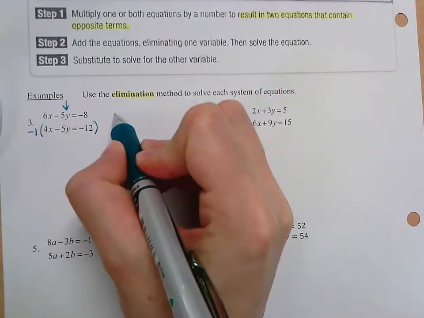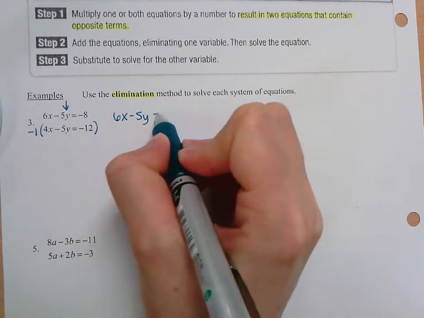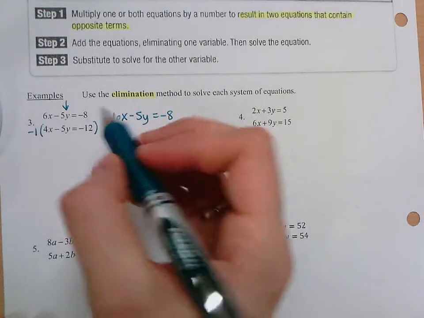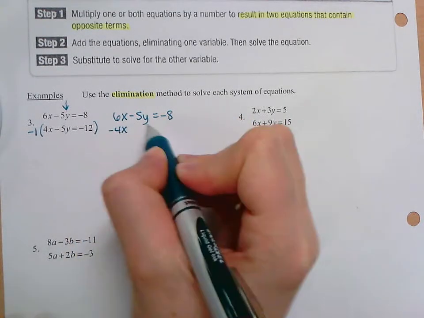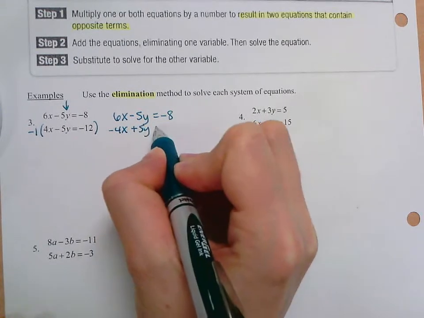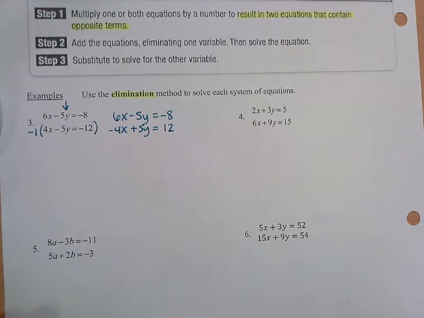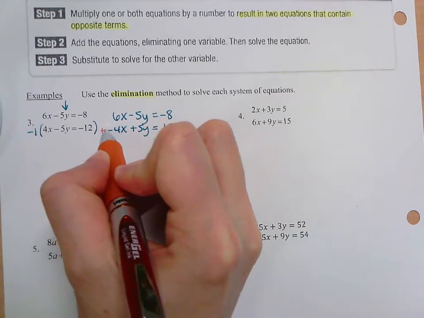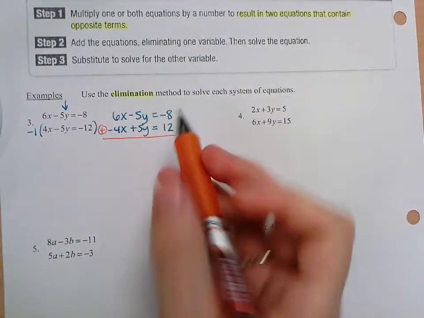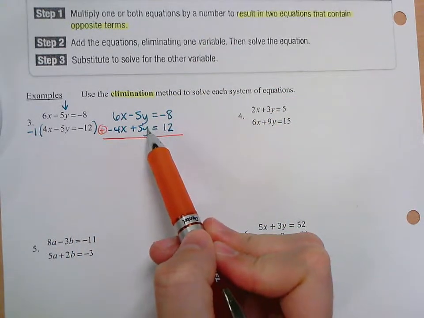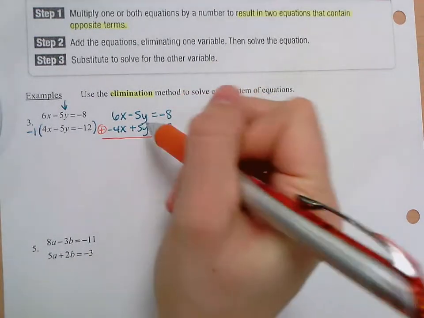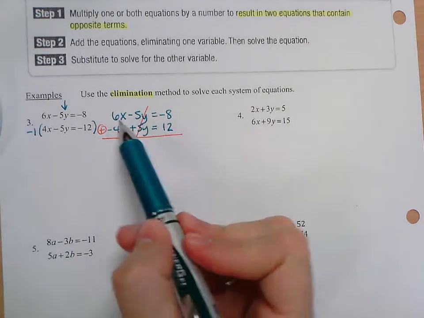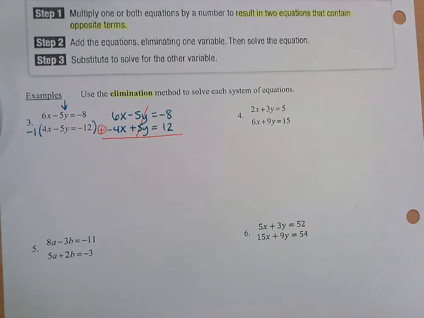So I'm going to keep the top equation as is. And if I multiply everything in my bottom equation by -1, I'd have negative 4x and then plus 5y equals positive 12. And now I notice that if I add the equations together, the negative 5y and positive 5y gives me 0, so that's eliminated. So you don't have to write the 0 there, but the y's are eliminated. And then I add everything else, and I carry it through.